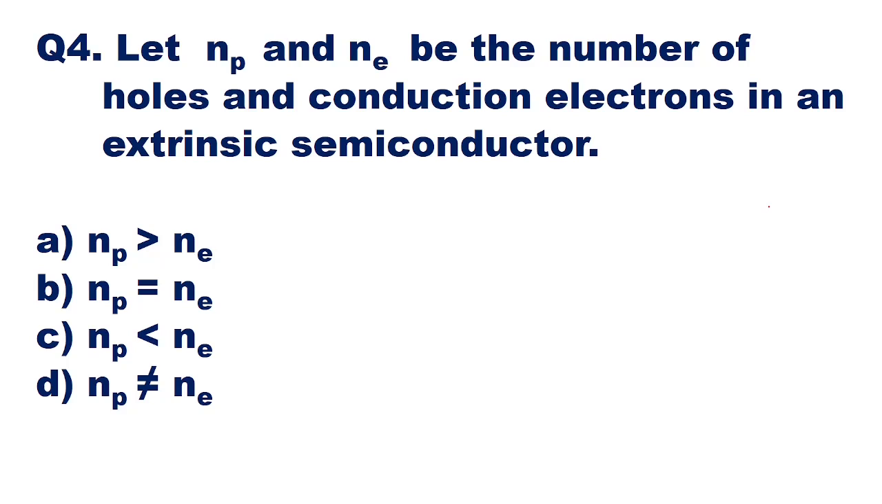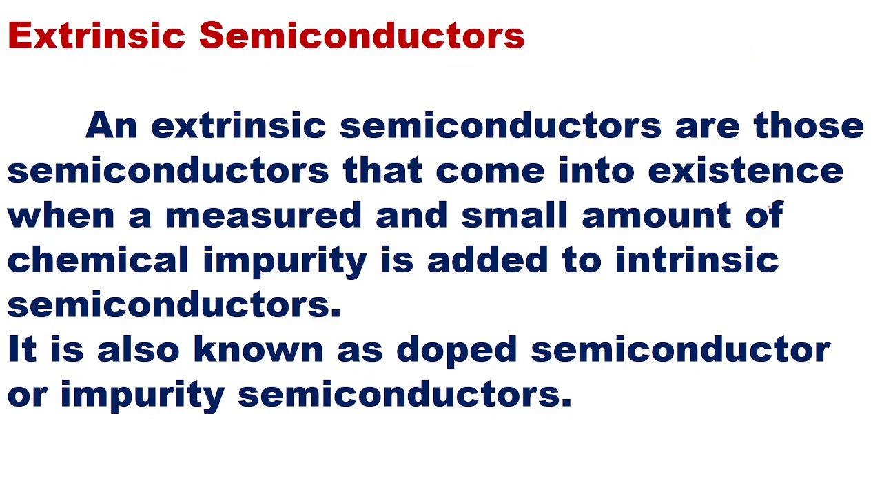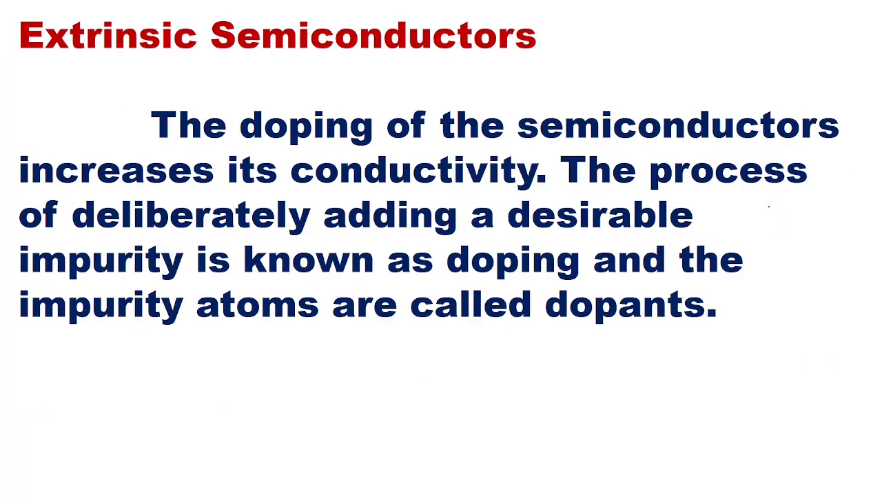Now to do the analyzing of this, we will start with the basic definition of what is an extrinsic semiconductor and then what are the types of extrinsic semiconductor. So to start with, what is an extrinsic semiconductor? Extrinsic semiconductors are those semiconductors that come into existence when a measured and small amount of chemical impurity is added to the intrinsic semiconductor, that is, pure semiconductor. It is also known as doped semiconductor or impurity semiconductor. The doping of the semiconductor increases its conductivity.